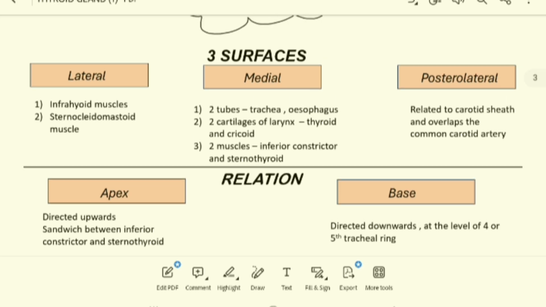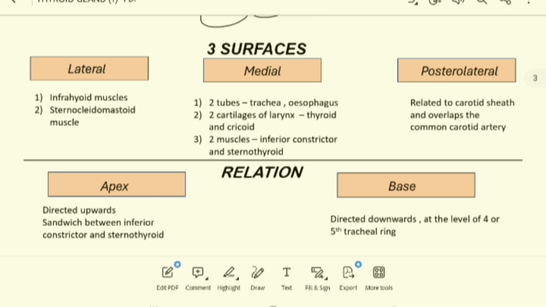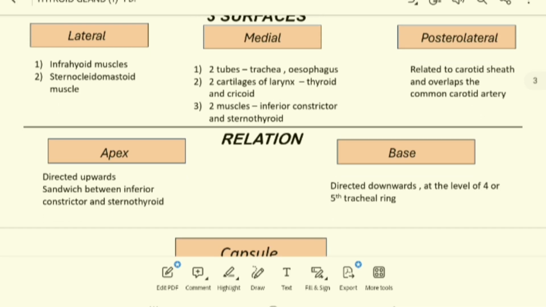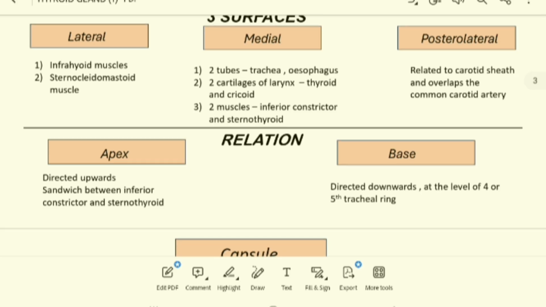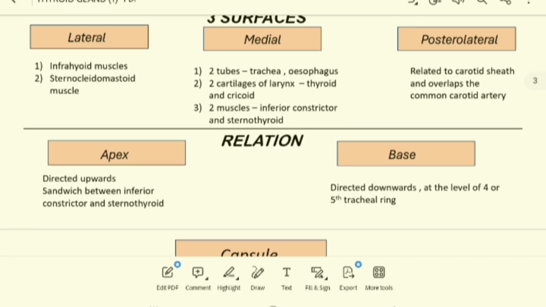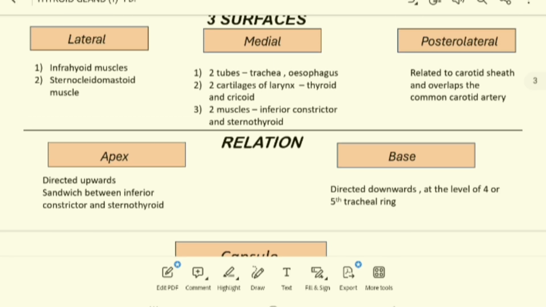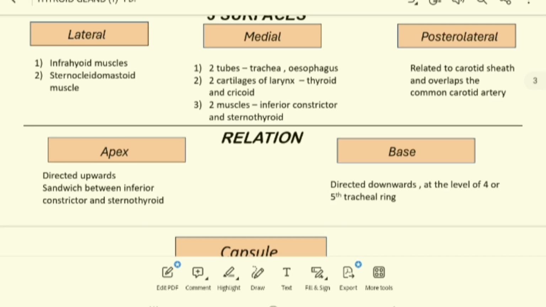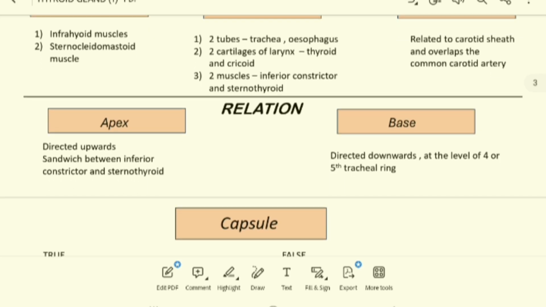So moving on, there are three surfaces. We have a lateral surface, a medial surface, and posterolateral surface. Lateral surface is related to infrahyoid muscles, sternocleidomastoid muscles. The medial surface is related to the two tubes, trachea and esophagus; two cartilages of larynx, thyroid and cricoid; and two muscles, inferior constrictor and sternothyroid. Posterolateral surface is related to the carotid sheath and overlaps the common carotid artery.